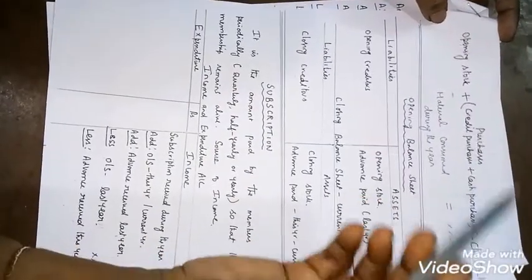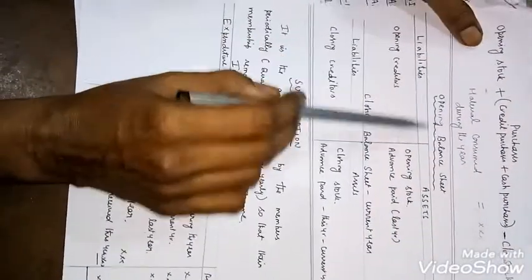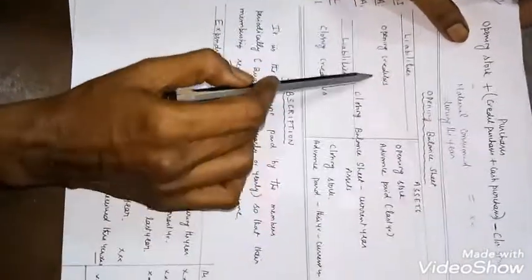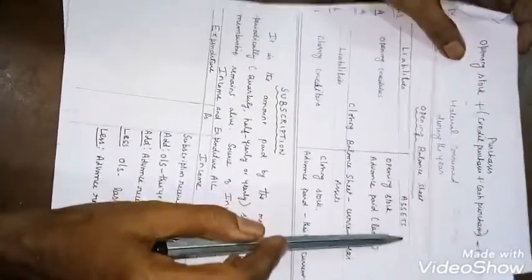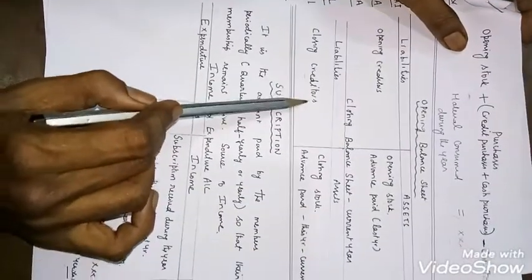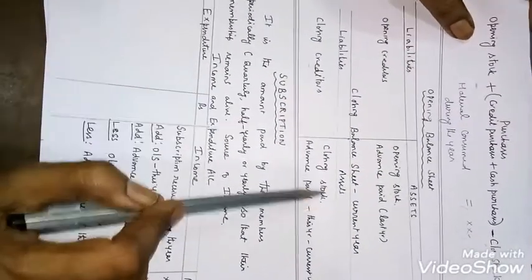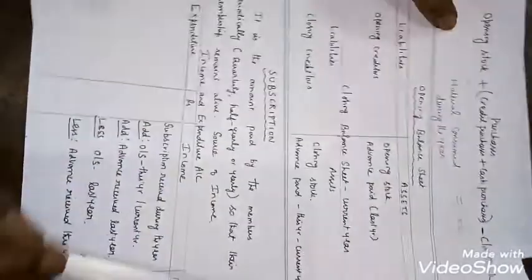And when they ask you to show it in the financial statements, opening creditors will come in the opening balance sheet, that means last year's balance sheet, and opening stock and advance paid last year you have to take in the asset side of the opening balance sheet. Closing creditors will be given in this year's balance sheet, and closing stock and advance paid this year will come in this year's balance sheet.